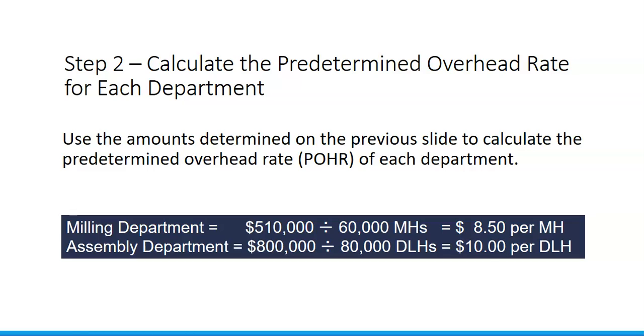In the milling department, we have total estimated overhead costs of $510,000 and total estimated machine hours of 60,000. Therefore, we get a rate for the milling department of $8.50 per machine hour. In the assembly department, our rate is $10 per direct labor hour.